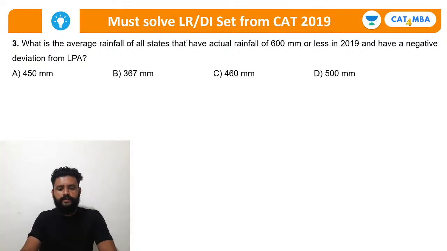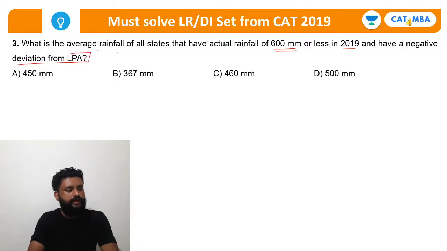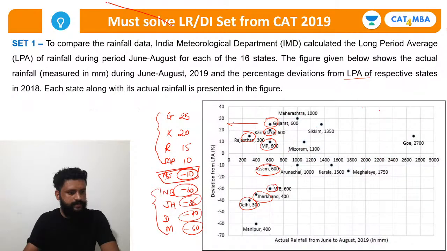Have you understood this part, Nicole? What is the average rainfall of all the states that have actual rainfall 600 mm or less in 2019 and have a negative deviation from LPA? Okay, quickly. 600 or less with negative deviation. So we can have a look at this.